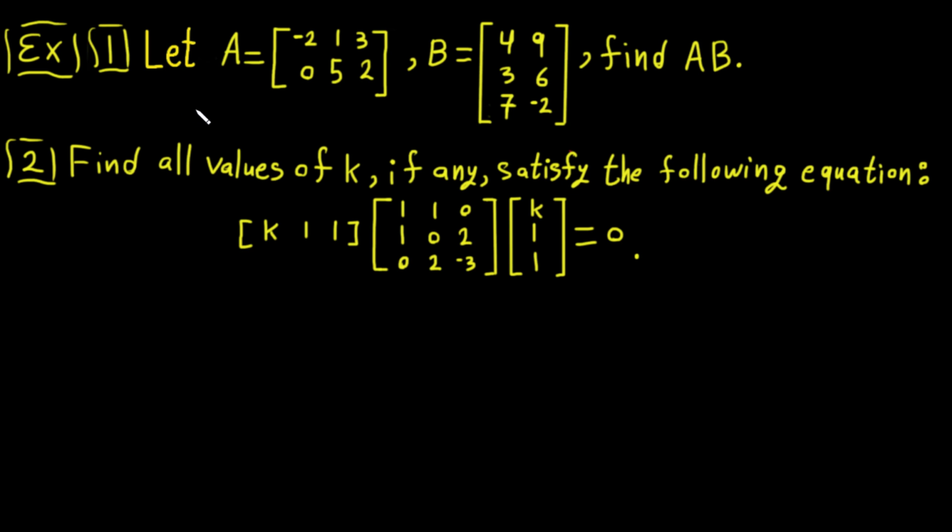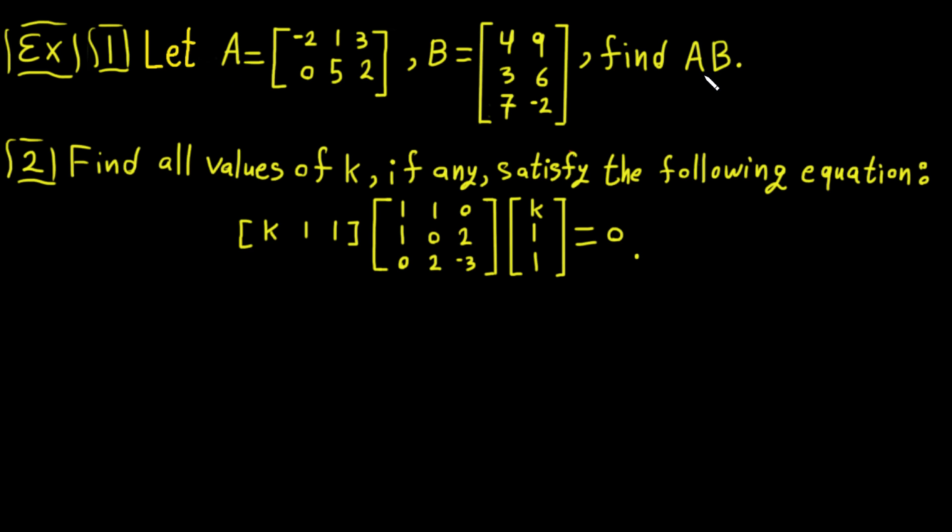In this video, we'll talk about how to multiply matrices together. Then we will find all values of k, if any, that satisfy the following equation. Here, in this equation, we have three matrices. We will find this k. Since the right hand side equals 0, then we can find this k. Before that, we will solve this question.